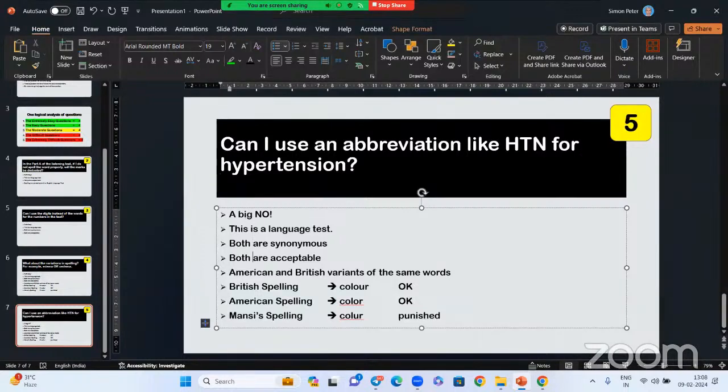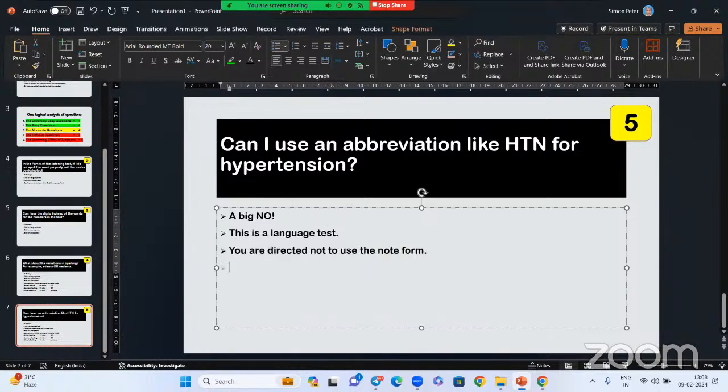It's a language test. You are directed not to use the note form. So avoid all abbreviations and shortcuts.